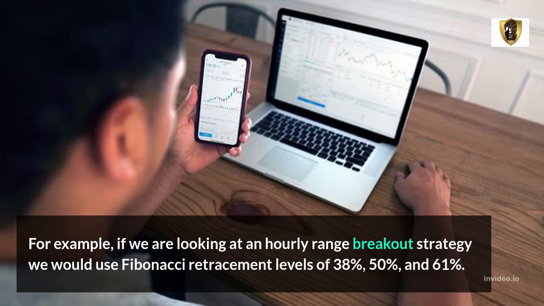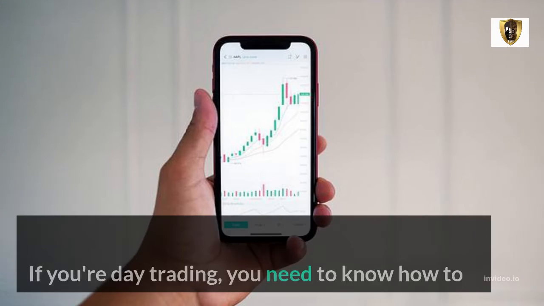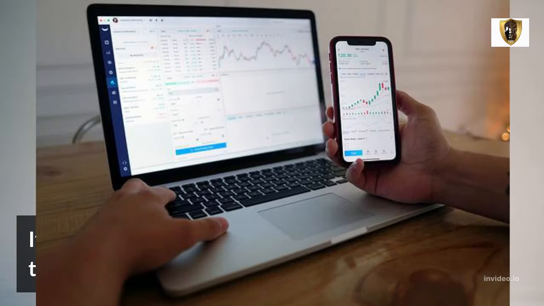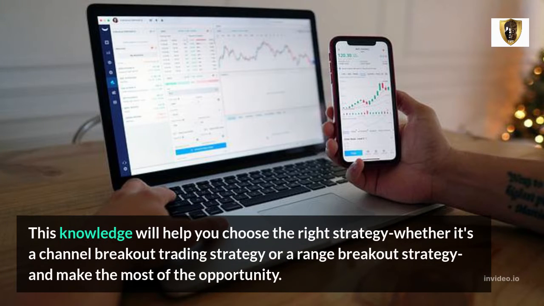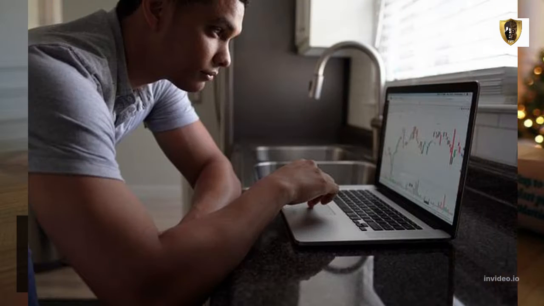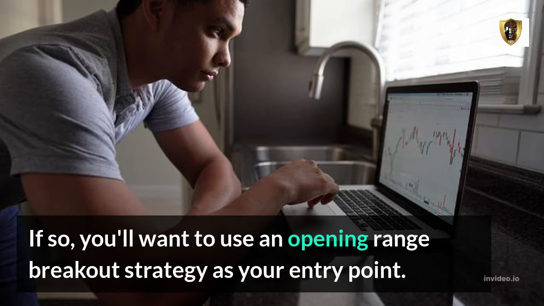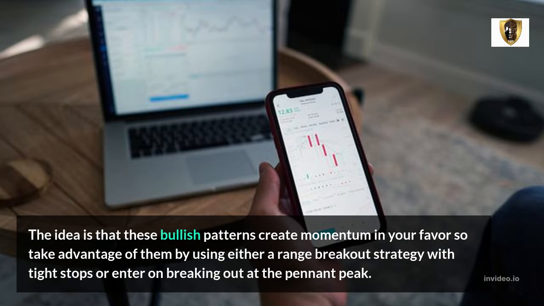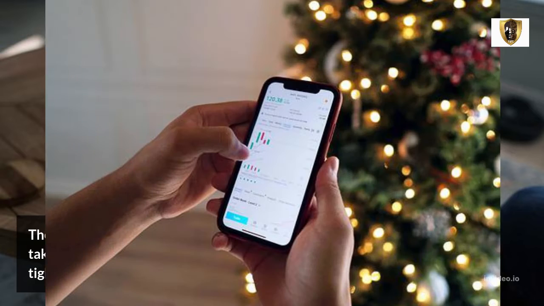50%, and 61%. If you're day trading, you need to know how to tell if a stock is about to spike or break down. This knowledge will help you choose the right strategy, whether it's a channel breakout trading strategy or a range breakout strategy, and make the most of the opportunity. If so, you'll want to use an opening range breakout strategy as your entry point. The idea is that these bullish patterns create momentum in your favor, so take advantage of them by using either a range breakout strategy with tight stops or enter on breaking out at the pennant peak.